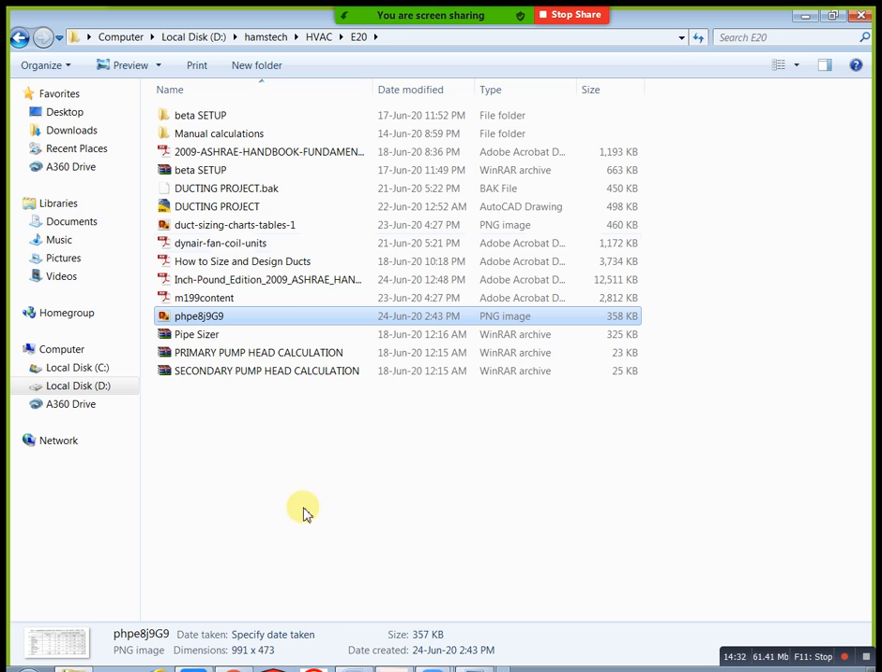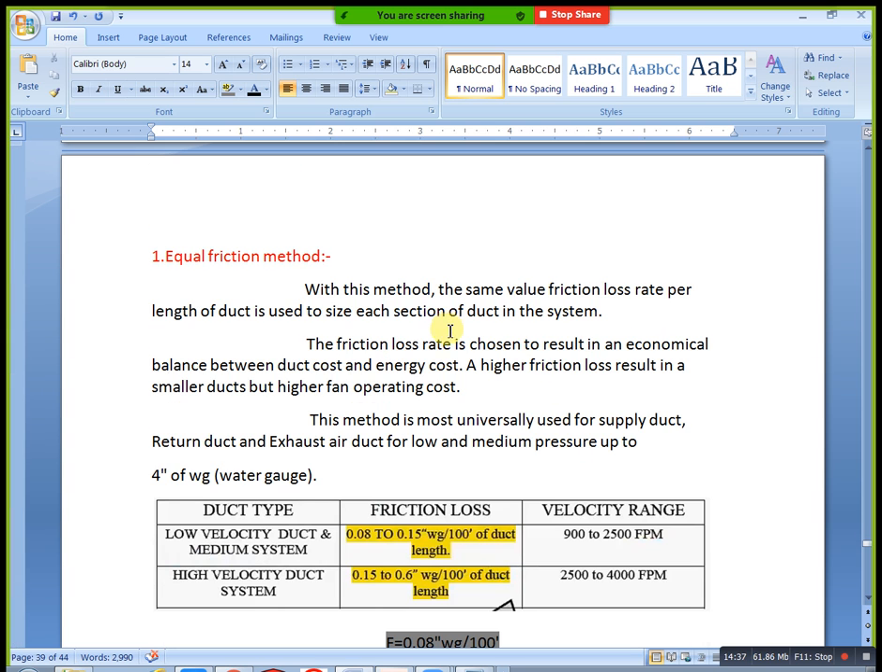Clear? Next, come to the equal friction method. In this method the same value of friction loss rate per length of duct is used to size each section of duct in the system. You take your entire system with the same friction value, means the friction value is constant. Remember this point, it is very important. When you take the equal friction method, our friction value is constant.